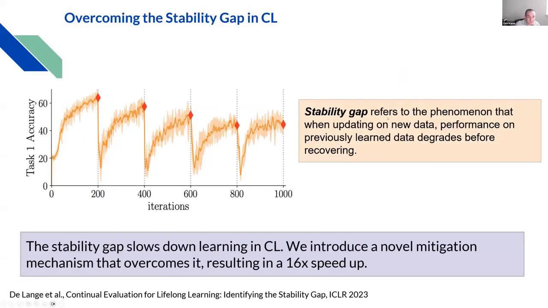So the stability gap refers to a phenomenon that when updating on new data, performance on previously learned data degrades before recovering. In continual learning, often we measure performance at the end of receiving all of our data for a new task, or a new batch, whatever you want to call it. If you measure at a more granular level, which was shown by De Lange et al. in this nice clear paper, performance immediately plummets and then slowly recovers by using a mitigation method. So we introduced a method that tries to overcome this issue and results in a 16x speed up here.